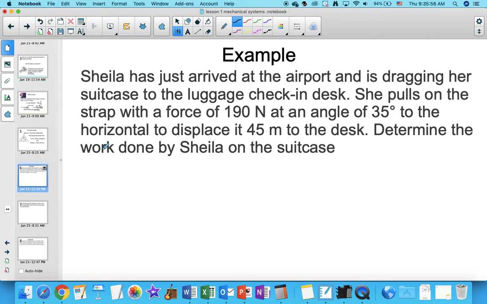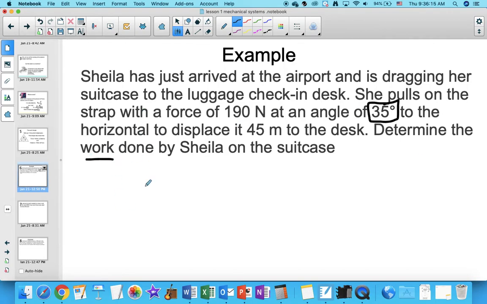Determine the work done by Sheila on the suitcase. So this is a question that has unneeded information, right? These are the types of questions that get a lot of students because they'll look at the angle right here, and be like, that's important. But it's asking for work.